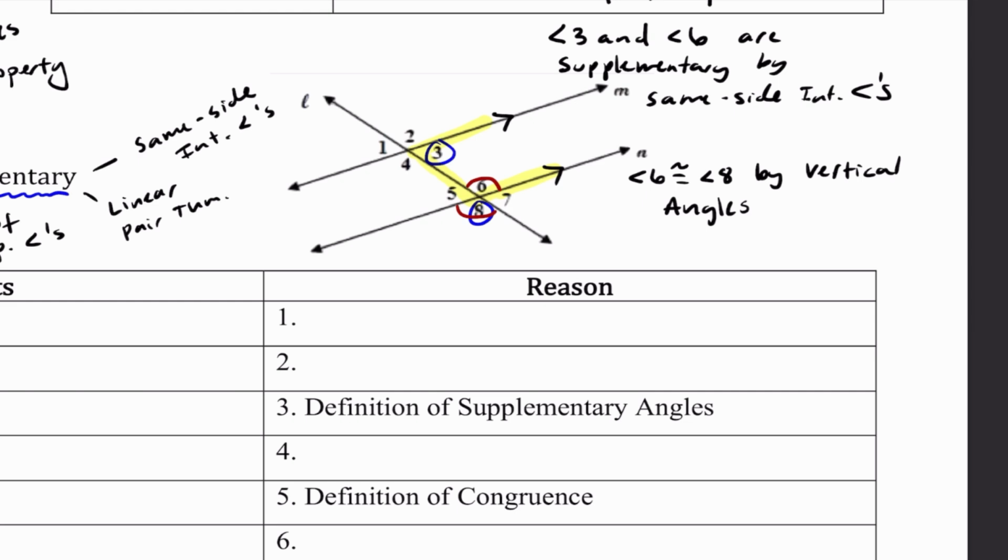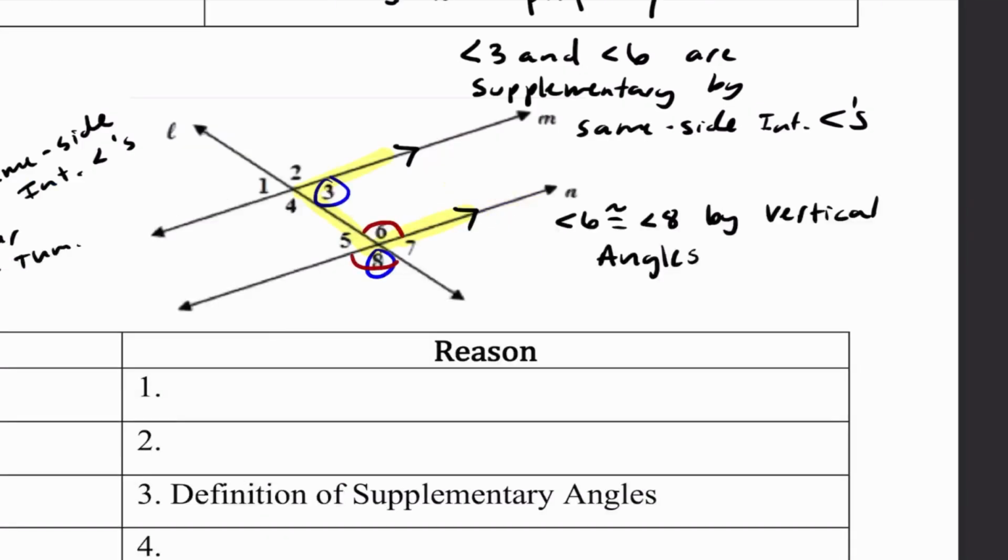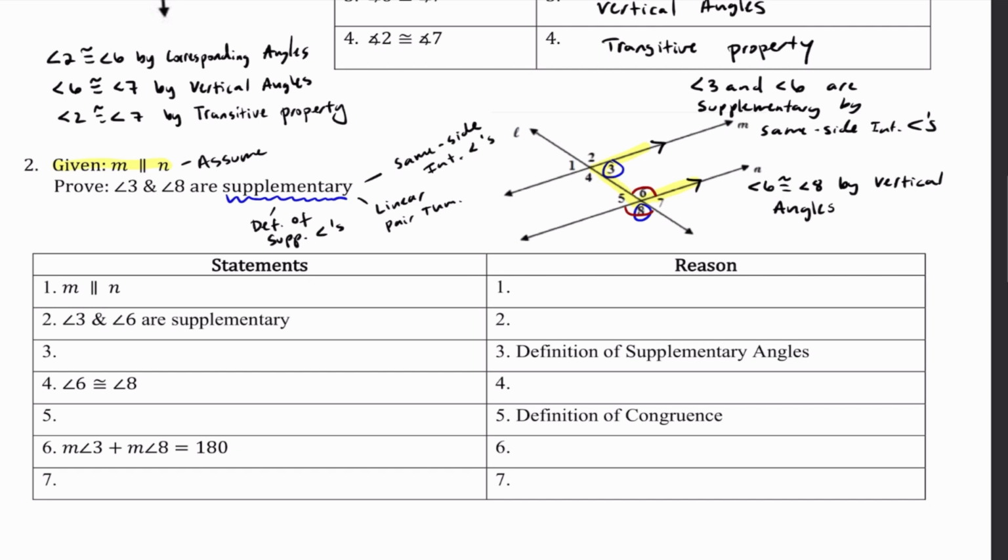So basically, if angle 3 and angle 6 are same side interior angles, and we know that angle 6 is congruent to angle 8, then we potentially have an idea on how this proof will go. We're saying that angle 3 and angle 8 are supplementary. Now let's jump right into the two-column proof. Here are our statements and here are our reasons.